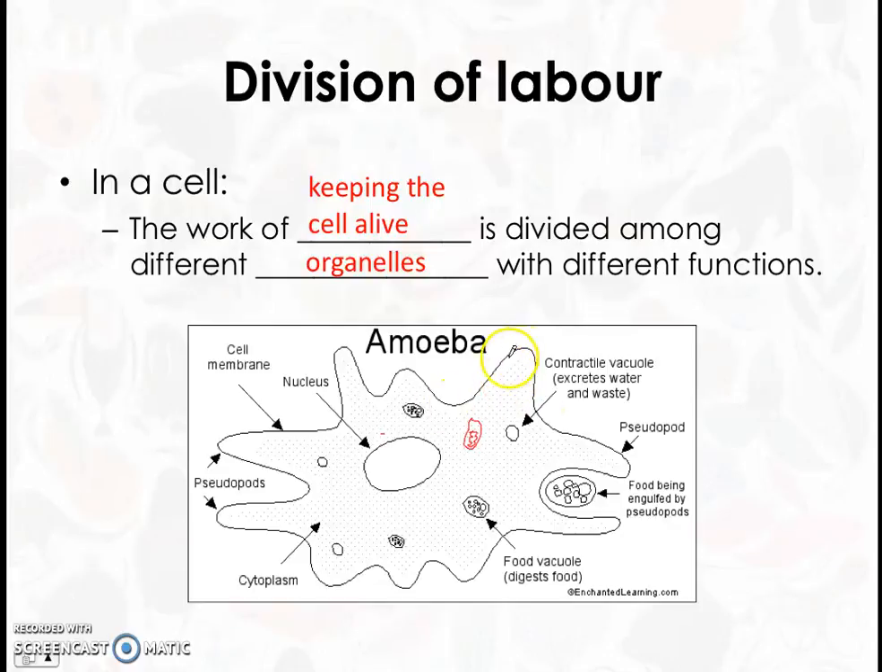We learn about the cell membrane, which helps to keep substances in or out and controls the movement of substances in and out of the cell. So different organelles are performing different functions, helping to keep the cell alive. There's division of labor there.